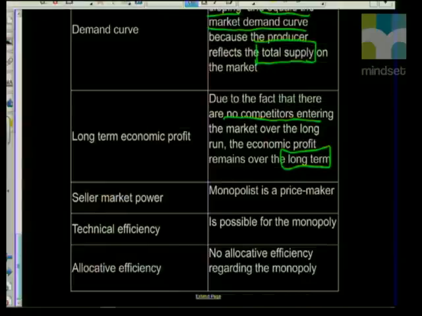Seller market power. The monopolist is a price maker, as we've mentioned before. So he decides what price he's going to sell his product at. Technical efficiency: it's possible for the monopolist to reach technical efficiency. And then the last point, allocative efficiency. No allocative efficiency regarding the monopoly, because the monopoly, as the sole owner of the license or the sole owner of the natural resource, would not be interested in taking his resources elsewhere because he controls the market.